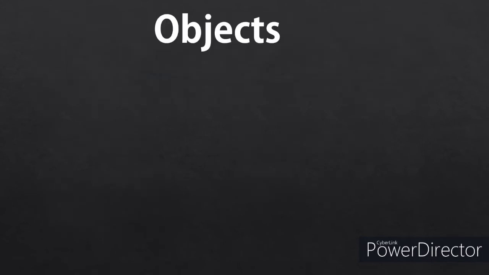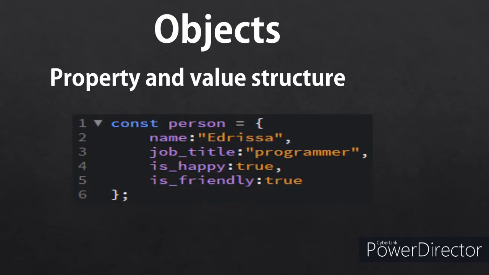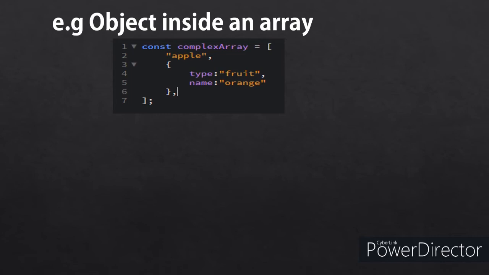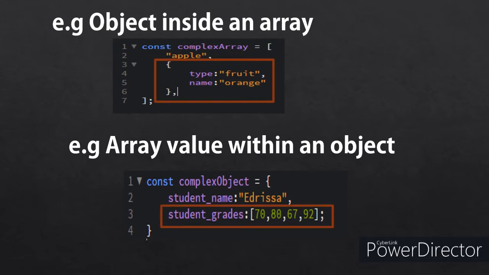Objects in JavaScript are also collections of data, but unlike arrays, the values are stored in a property and value structure, and they are surrounded by curly brackets. To get a value in the object, all you have to do is call the object name and the property of the value you want to get. Arrays and objects don't just store primitive types. They can also store complex types and other collections.